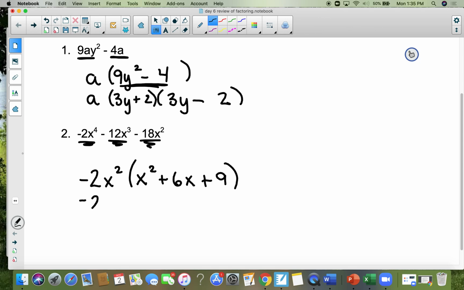But this is more than one type of factoring, so I'm going to put 2 sets of parentheses. This needs to be an x squared, so I know that this needs to be an x, and this needs to be an x. I need to come up with factors of 9 that will give us 6 in the middle, and that's a positive 3 and a positive 3. So on this last day of factoring, we're combining the GCF and one of those other ones.